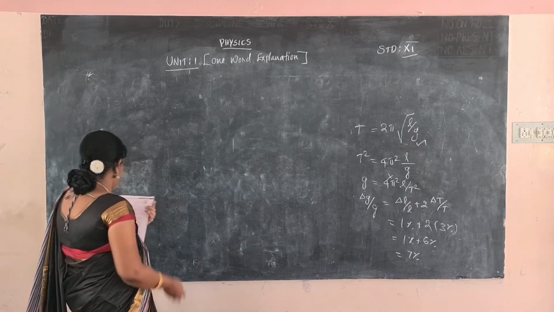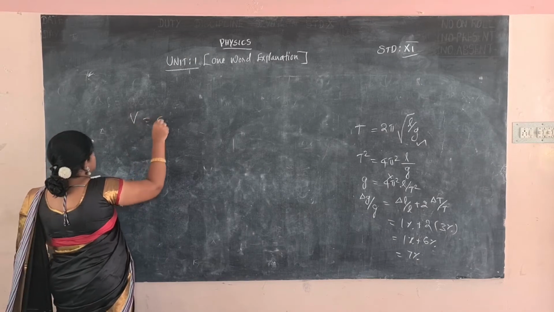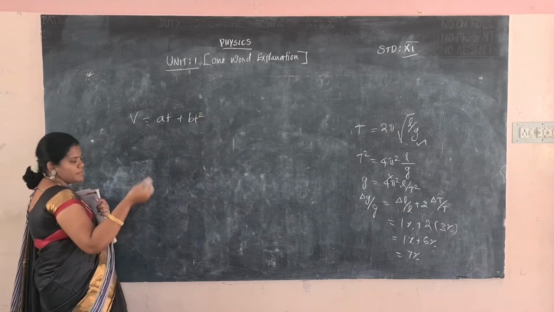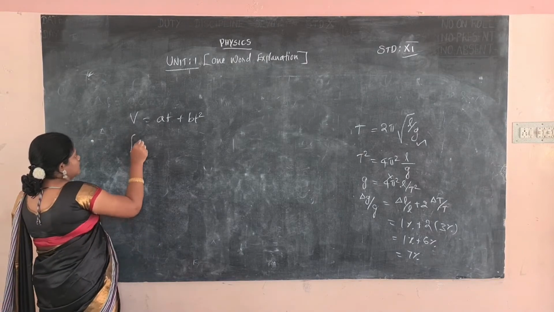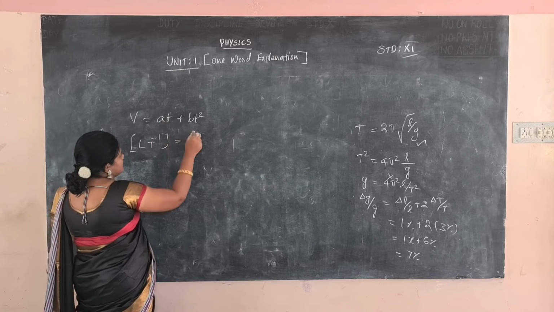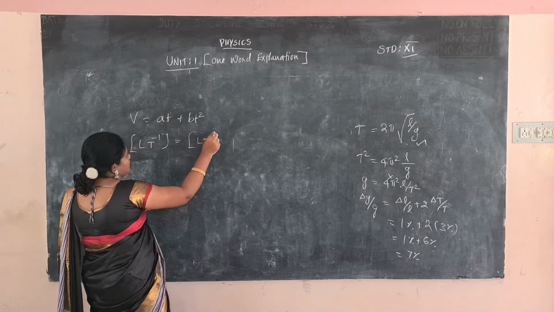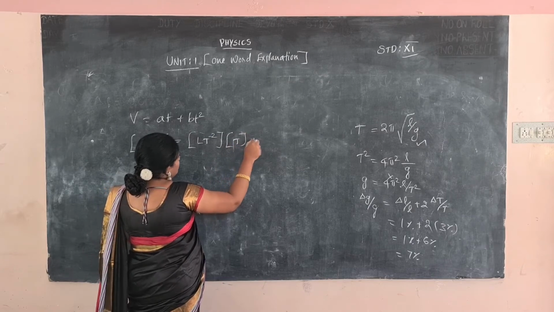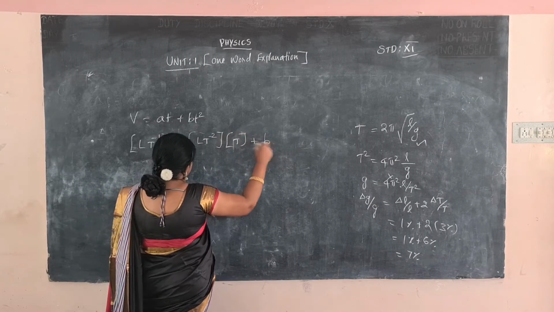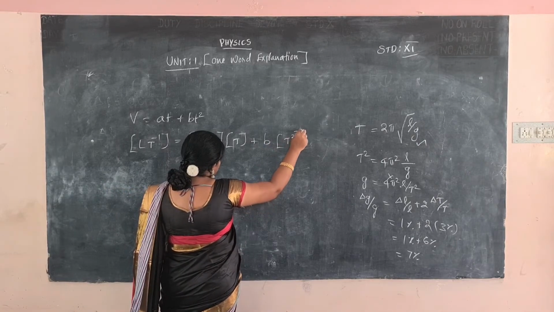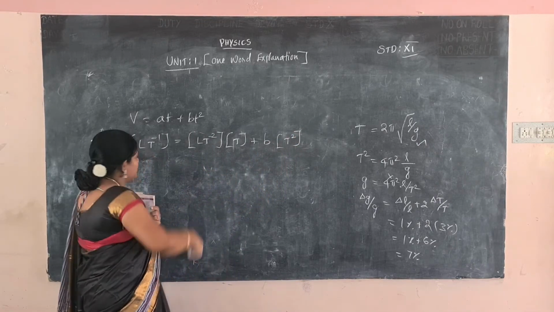The question is v is equal to at plus bt square. Substitute the dimension formula for all the terms. Velocity is L t power minus 1, then acceleration is L t power minus 2, and t. Then b t square, the b value we don't know. T square is t power 2. Clear? Okay.